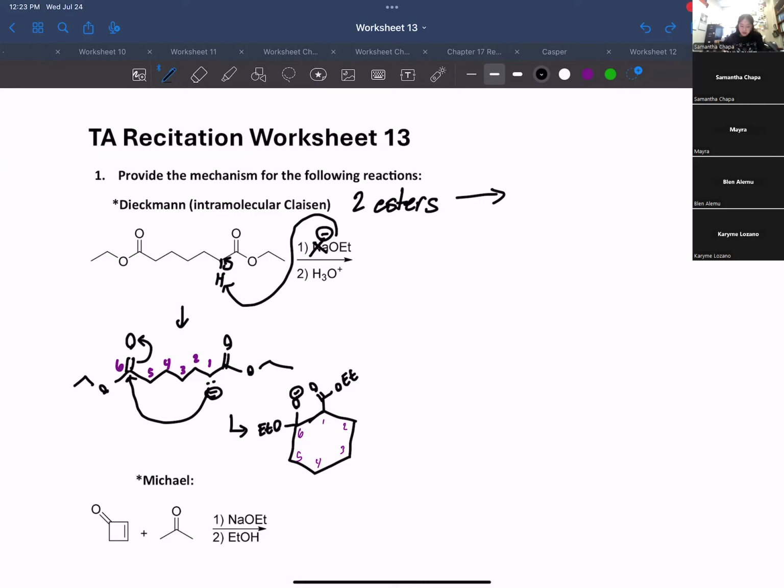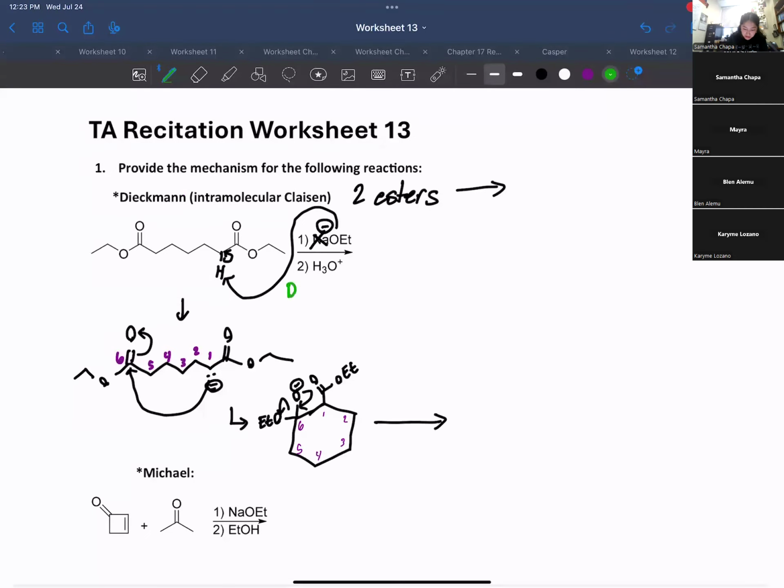Yeah. So we're going to reform the carbonyl. And honestly, if you get confused with the steps, I would start naming what you're doing in each step. So like the first step was just to deprotonate. The next step was nucleophilic attack. This step is reform carbonyl. And so let's reform the carbonyl and kick off that leaving group.